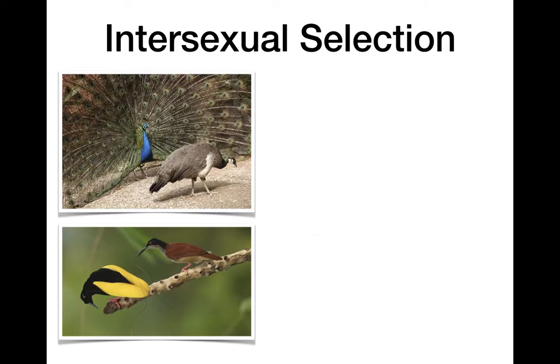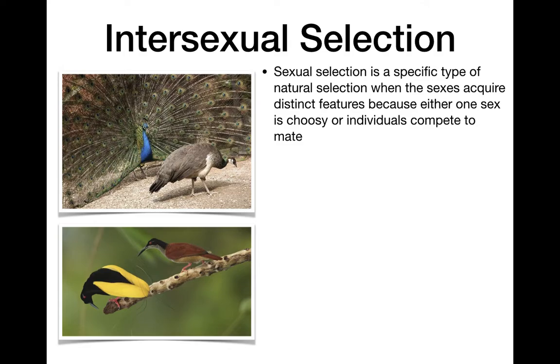Okay, which leads us to the final idea here, applying all this to sexual selection. So there's two kinds of sexual selection, intersexual and intrasexual, and those are different. So keep those straight, inter and intra. Sexual selection is a type of natural selection where the sexes are going to have distinct features, distinct traits, because one sex is choosy or the sexes are going to compete to mate. Those are the two situations in which one of the sexes will have some sort of traits that are distinct because of that selection pressure.